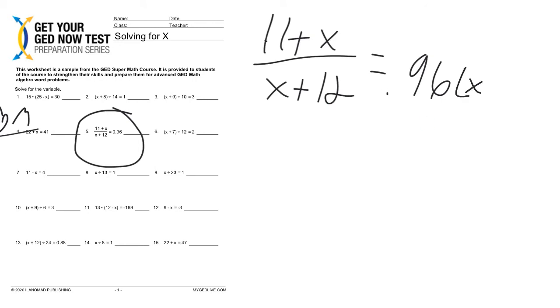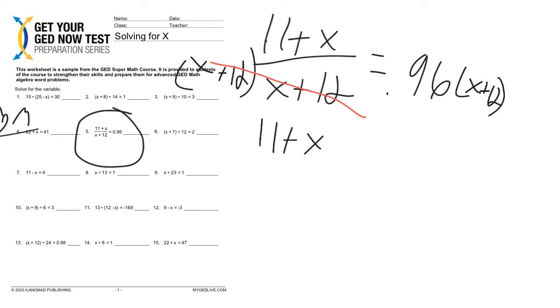So this side, x plus 12, and then this side, x plus 12. And as I mentioned to you, I use a different color for emphasis, but that will cancel out. And then that's going to come down here and bring me 11 plus x. And then that's going to give me 0.96 times x, and then 0.96 times 12 equals 11.52.